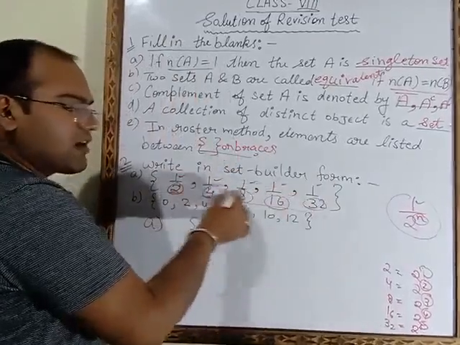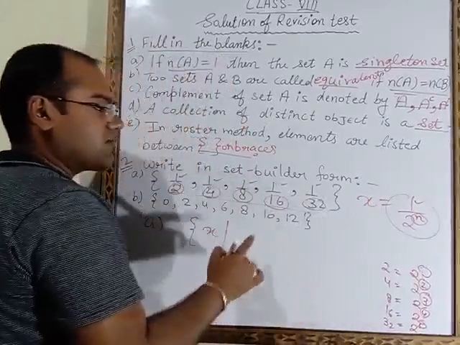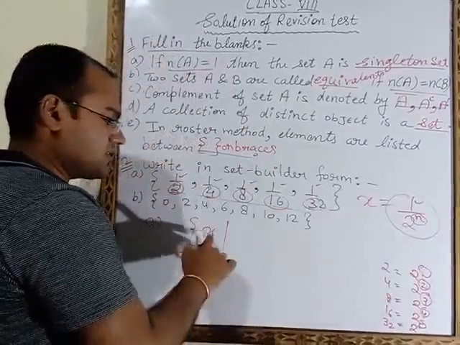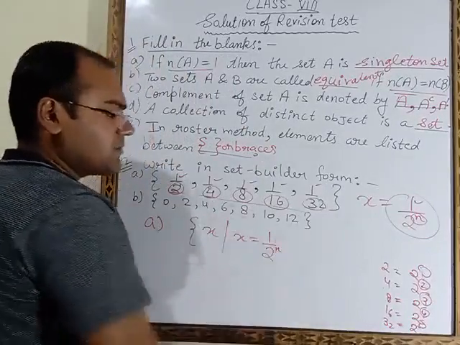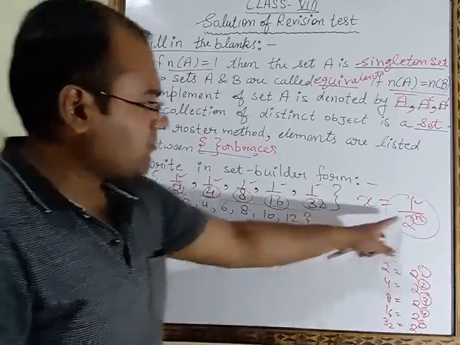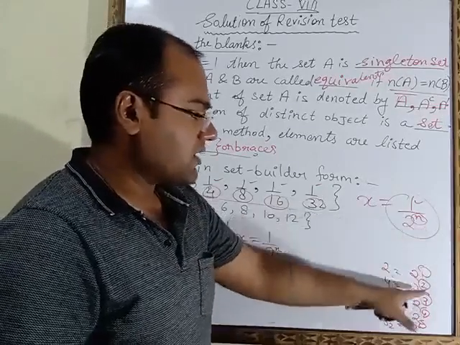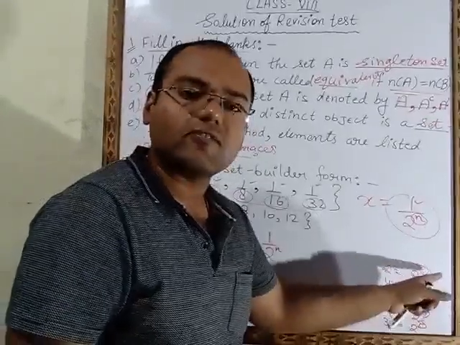So these values are of x. That's why the formula will be for x. That means the formula for x is equal to 1 upon 2 raised to the power n. x such that x is equal to 1 upon 2 raised to the power n. Now you have to tell what this n is. n means the power. So the n value can be 1, n value can be 2, n value can be 3, 4, 5. These values are starting from 1.